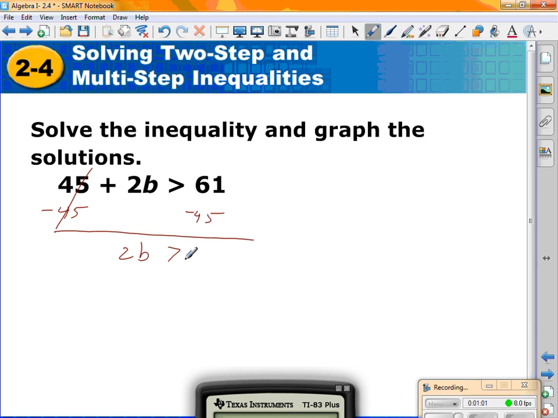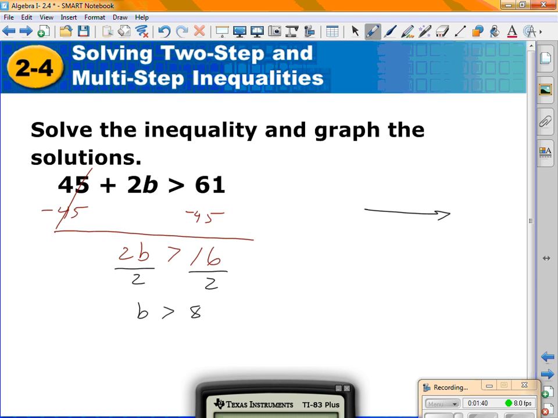Greater than, what's 61 minus 45? 16. Now what do I need to do? Divide by 2. Why do I need to divide by 2? Because it's multiplying. So I divide by 2. B is greater than 8. Why don't I need to flip the symbol? I'm not multiplying or dividing by negative, so I do not need to flip the symbol. B is greater than 8.